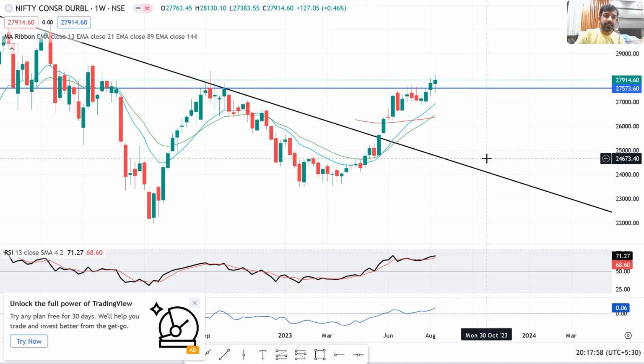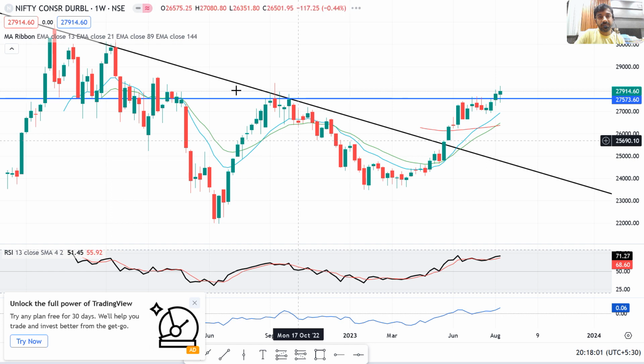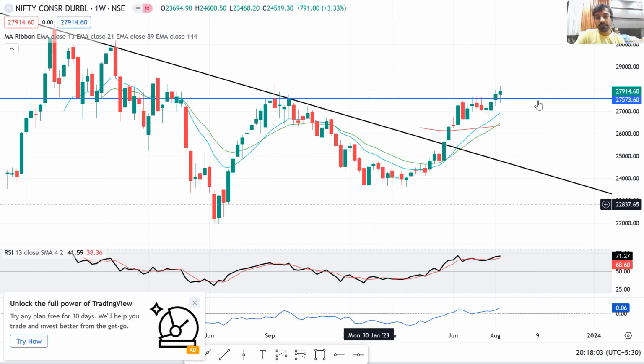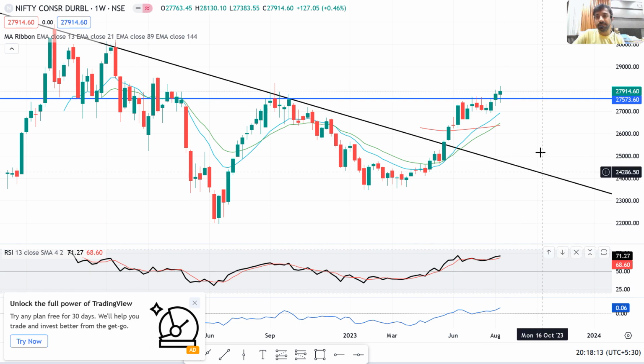Consumer durable, yet another sector which is giving a breakout. The trend line breakout, the previous swing highs breaking out after the small consolidation. This is a place to look for buying stocks for upcoming weeks. RS is also positive, so it is outperforming the index.